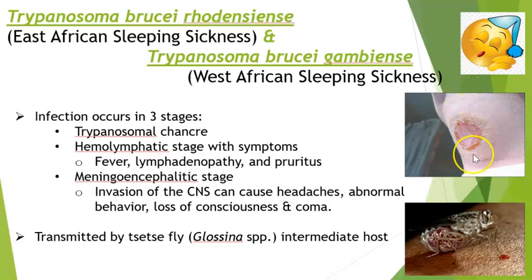This is an image of the canker. Then there's the hemolymphatic stage of symptoms, which include fever, lymphadenopathy, which is swelling of the lymph nodes, and pruritus, which is the feeling or the sensation of wanting to scratch your skin. And the third stage is the meningoencephalitic stage, which is where there's an invasion of the central nervous system that can lead to headaches and abnormal behavior and loss of consciousness and even cause coma.